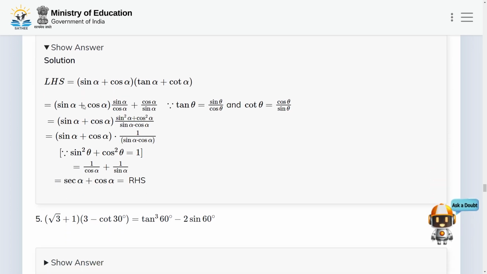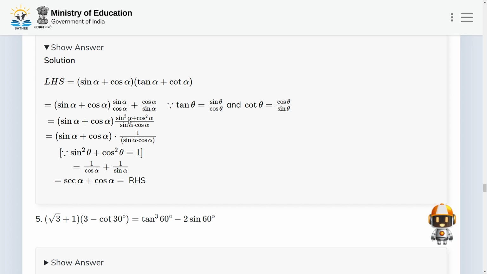In the left hand side, we have (sin alpha plus cos alpha) times (tan alpha plus cot alpha). Here we know this formula: tan theta is equal to sin theta by cos theta, and cot theta is equal to cos theta by sin theta. So we can write tan alpha as sin alpha by cos alpha, and cot alpha as cos alpha by sin alpha. So this is equal to (sin alpha plus cos alpha) times (sin alpha by cos alpha plus cos alpha by sin alpha), and this is equal to (sin alpha plus cos alpha) times (sin square alpha plus cos square alpha) divided by sin alpha cos alpha.